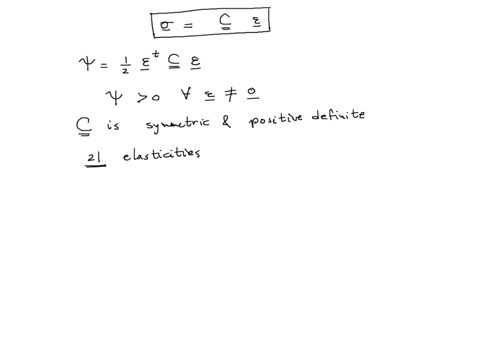All right, so can we simplify further? Well, we can, but we have to assume special material behavior. And the first and most common special material behavior people assume is what we call isotropic. We assume an isotropic material.